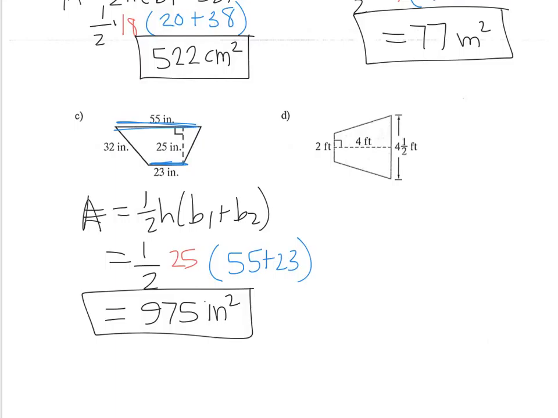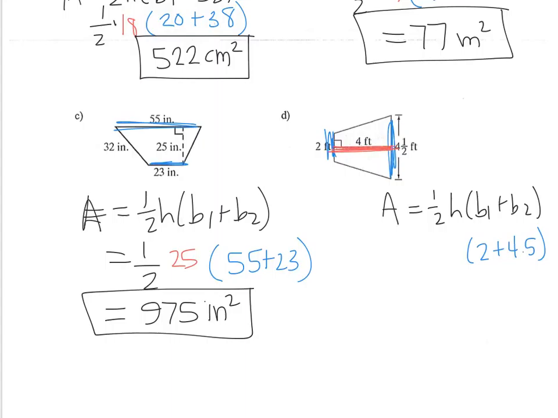And the last one, area equals 1/2 the height times B1 plus B2. So my bases are the segments that are parallel. So it's going to be 2 plus 4.5. And then the height connects the two, so that's 4. So it's 1/2 of 4 times 6.5. So 2 times 6.5 is 13. Geez, loud. 13 feet squared.